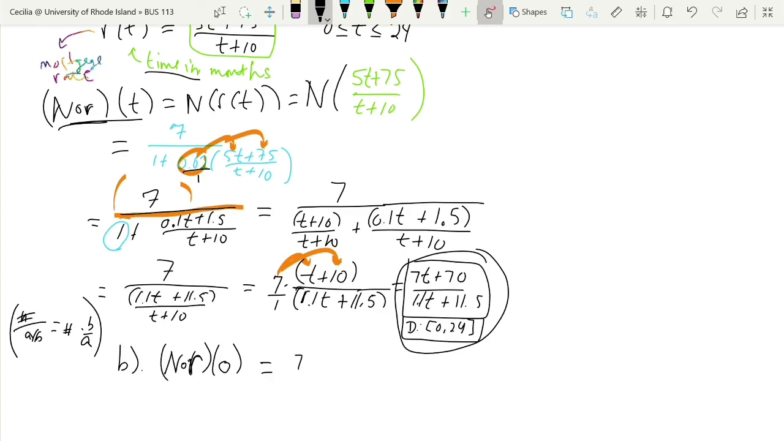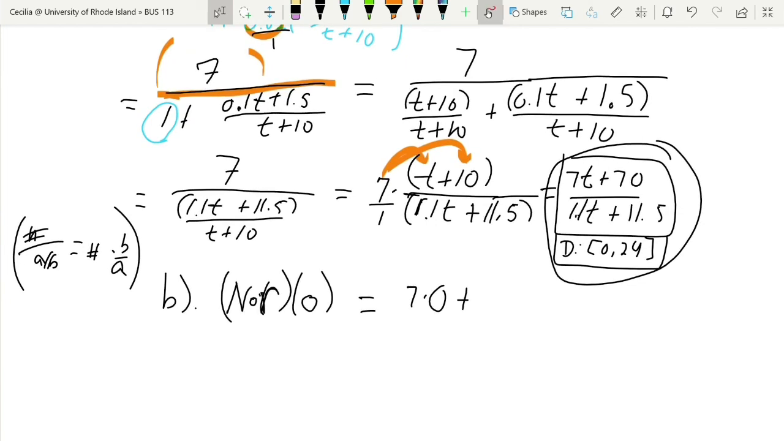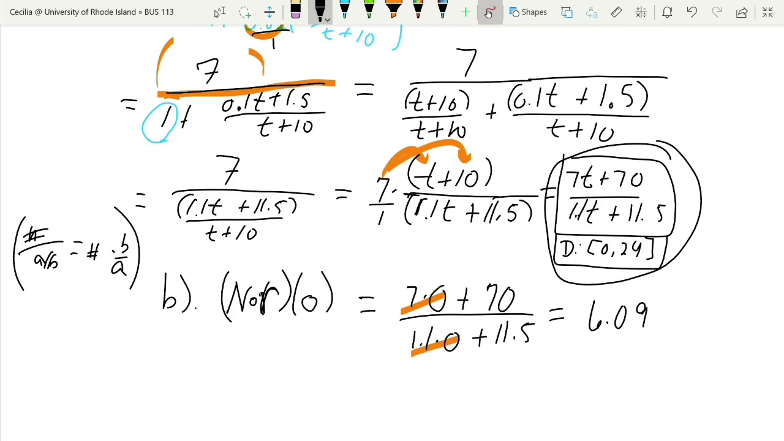And we go ahead and we get 7 times 0 plus 70 divided by 1.1 times 0 plus 11.5. Well, 7 times 0 is 0, 1.1 times 0 is 0. So we just have 70 divided by 11.5, and that we can put in our calculator and find the answer. So 70 divided by 11.5 is 6.08 to a whole bunch more decimals, and it rounds actually to 6.09. So roughly we will have 6.